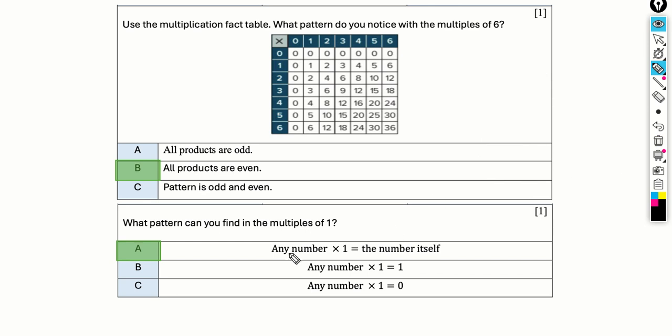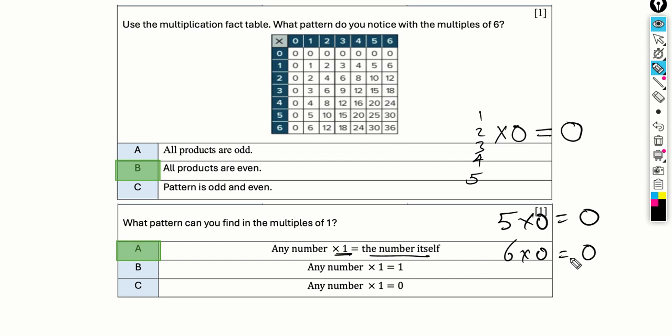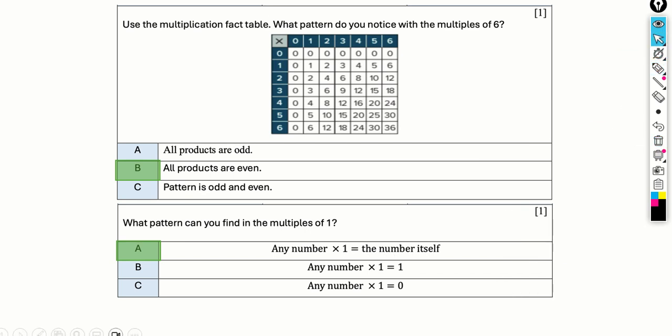Now any number multiplied with 1 is itself, but any number multiplied with 0 is 0. So if I put here 1, 2, 3, 4, 5, any number, 5 times 0, 6 times 0, 100 times 0, it is 0. So we have done this practice. Let's move on.